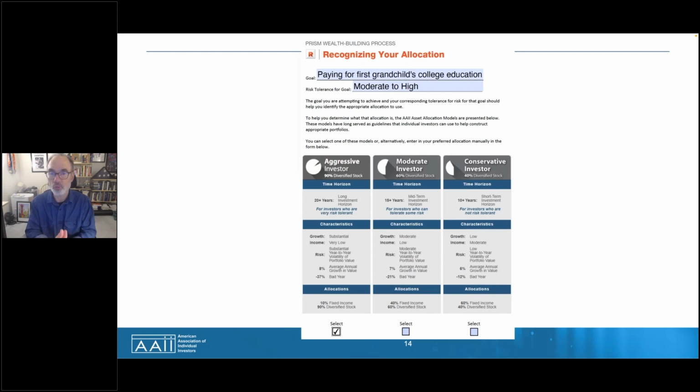Now these allocations on that page will actually show you what our allocations are. The aggressive allocation is really about 90% in equities and 10% in fixed income.